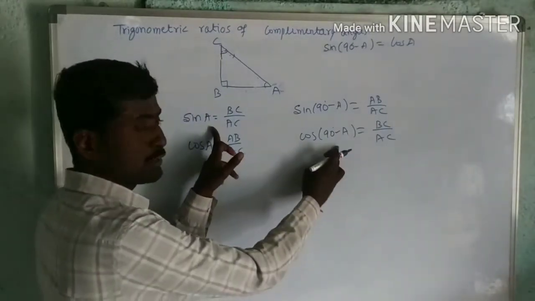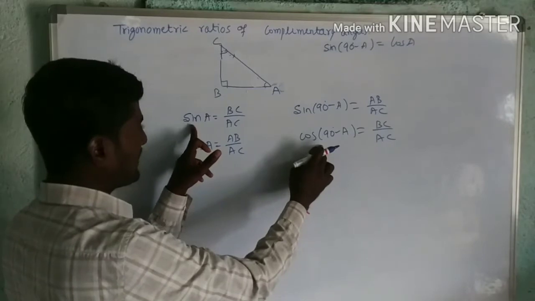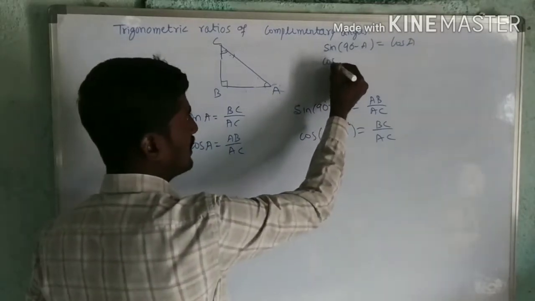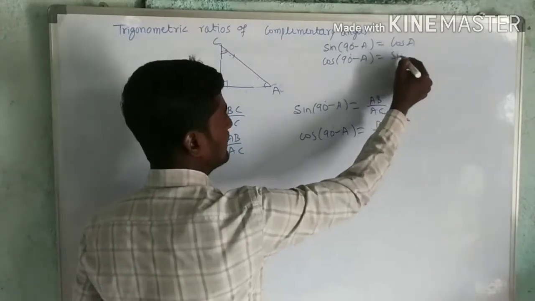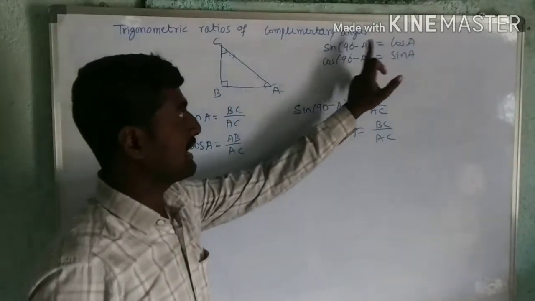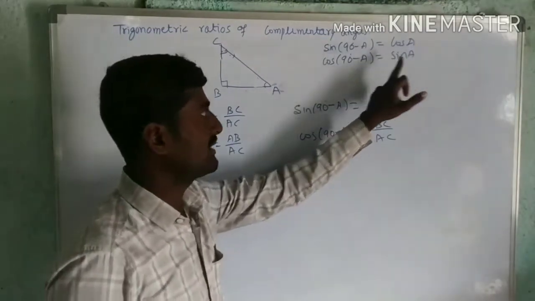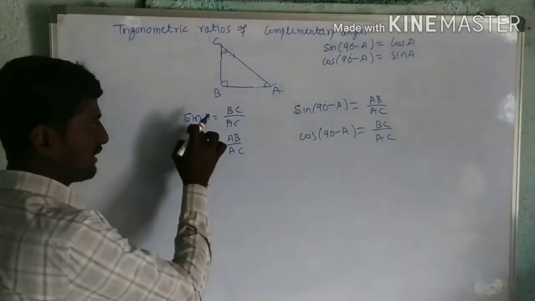By observing these two, BC by AC, BC by AC, cos of 90 minus A is equal to sin A. Okay, so if sin is cos, cos is sin. Like this. Then I'll go for sin, cos over.